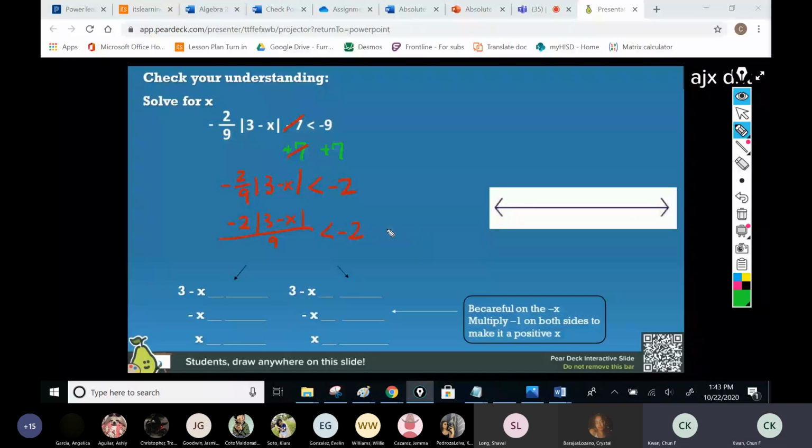All right, now we can work on the 9 right here. So you will times 9 on both sides. So times 9 on the left, times 9 on the right. And then times 9 divided by 9 will cancel out. So you have -2 times absolute value of 3 minus x less than -18.